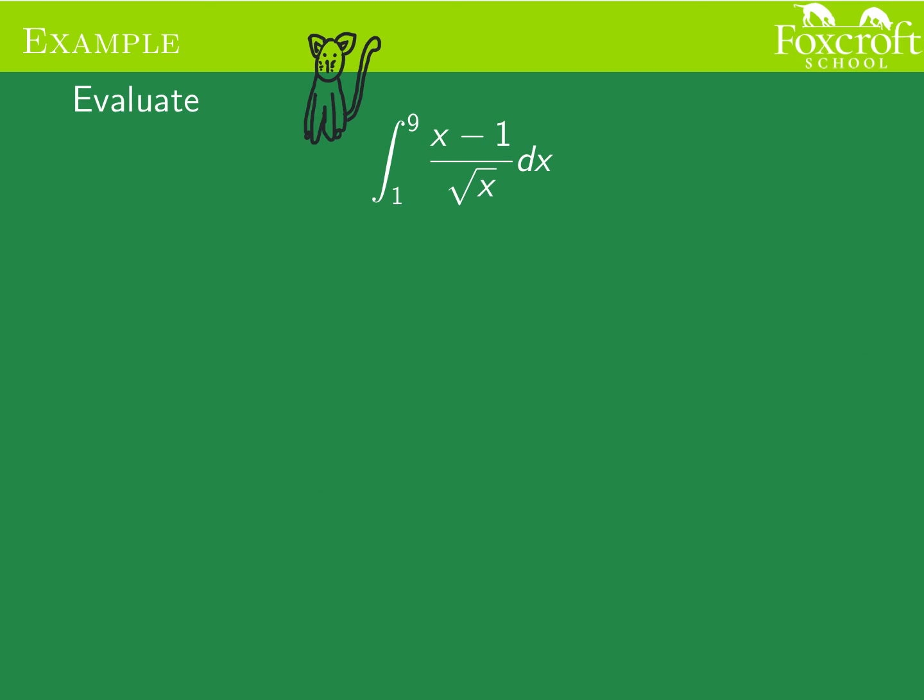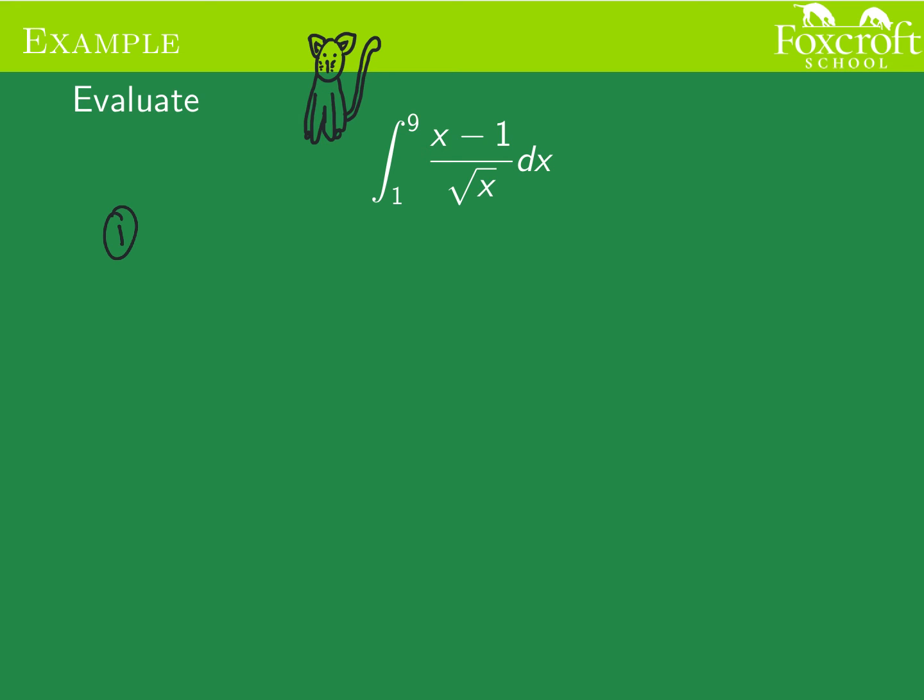And we'll do one more problem. All right, evaluate the integral from 1 to 9 of x minus 1 over the square root of x. So again, the first step was to find the antiderivative. And again, this is kind of the most difficult part of the process.